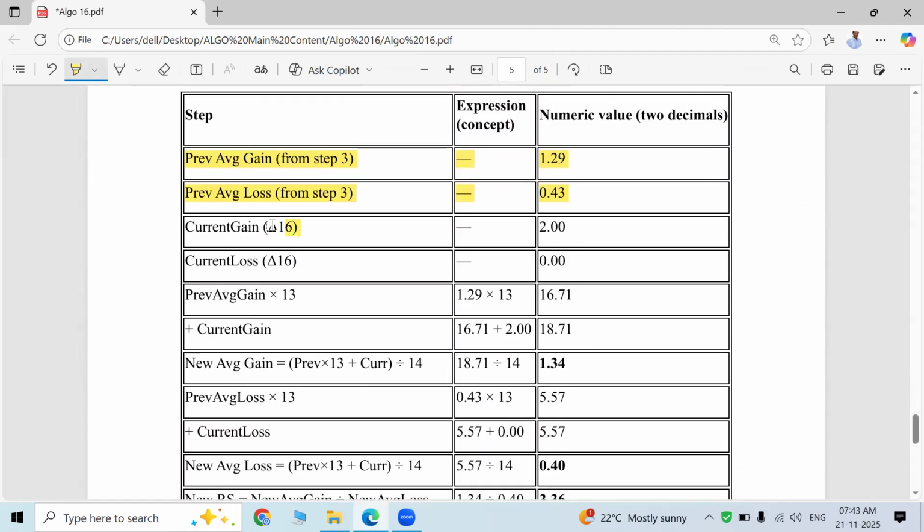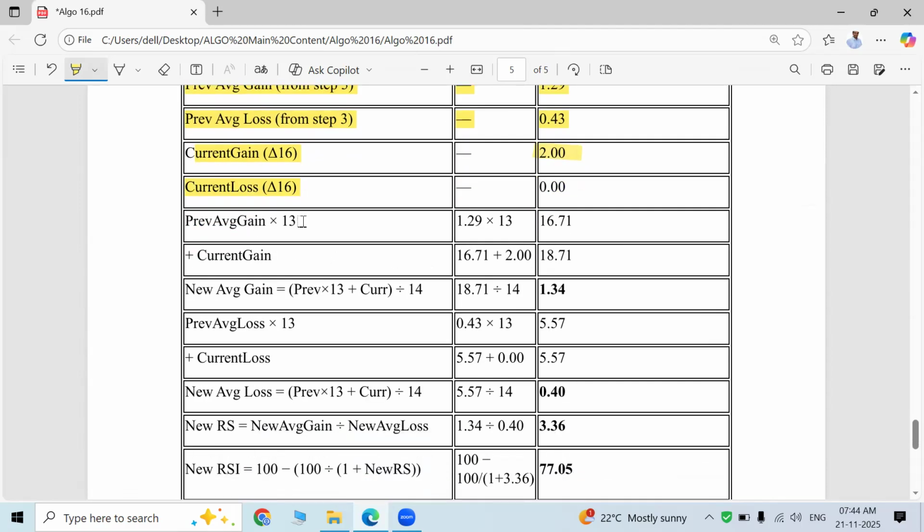Then we are going to calculate it for the next, the 16th cycle. What is going to happen? Suppose in the 16th cycle, after 15 candles, there is a gain of 2. If the gain is 2, then loss will be 0 for sure.